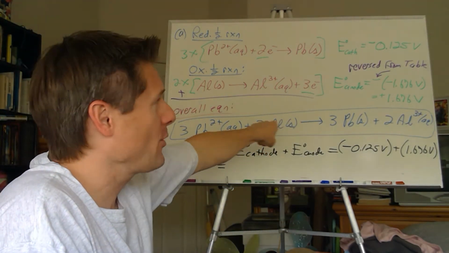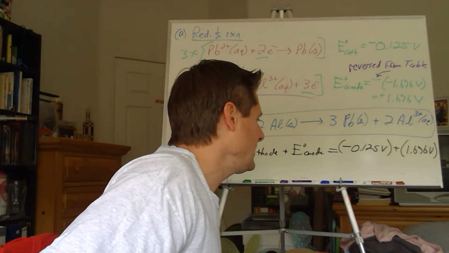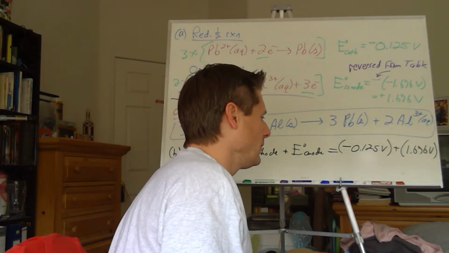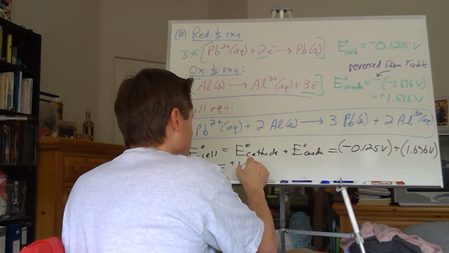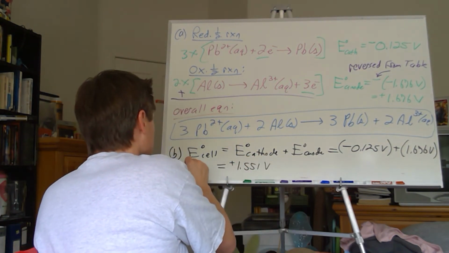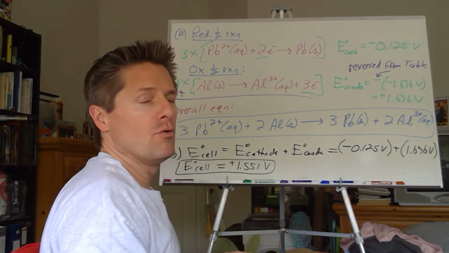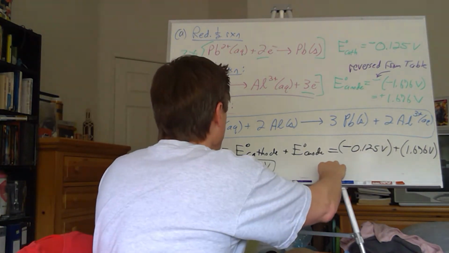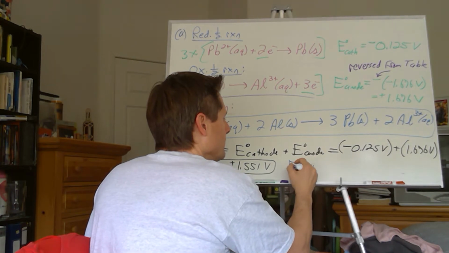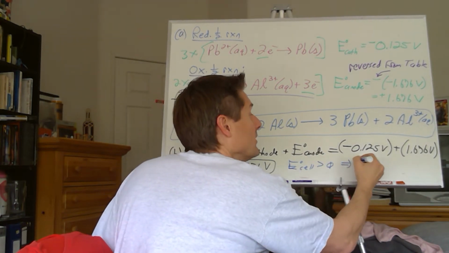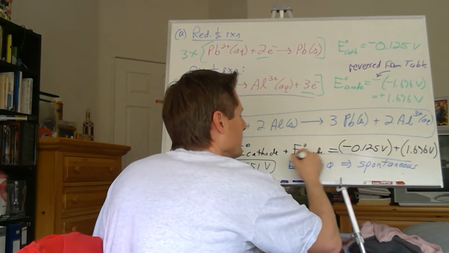Always, always. And you need this equation here to figure out the parts C and D that we're going to be doing. All right, add these together. Let's see what we get. We get 1.55. That's going to go down. So is that positive 1.551 volts? Boom. And since that's greater than 0, we can do part C. E naught cell greater than 0. So this is spontaneous as written.